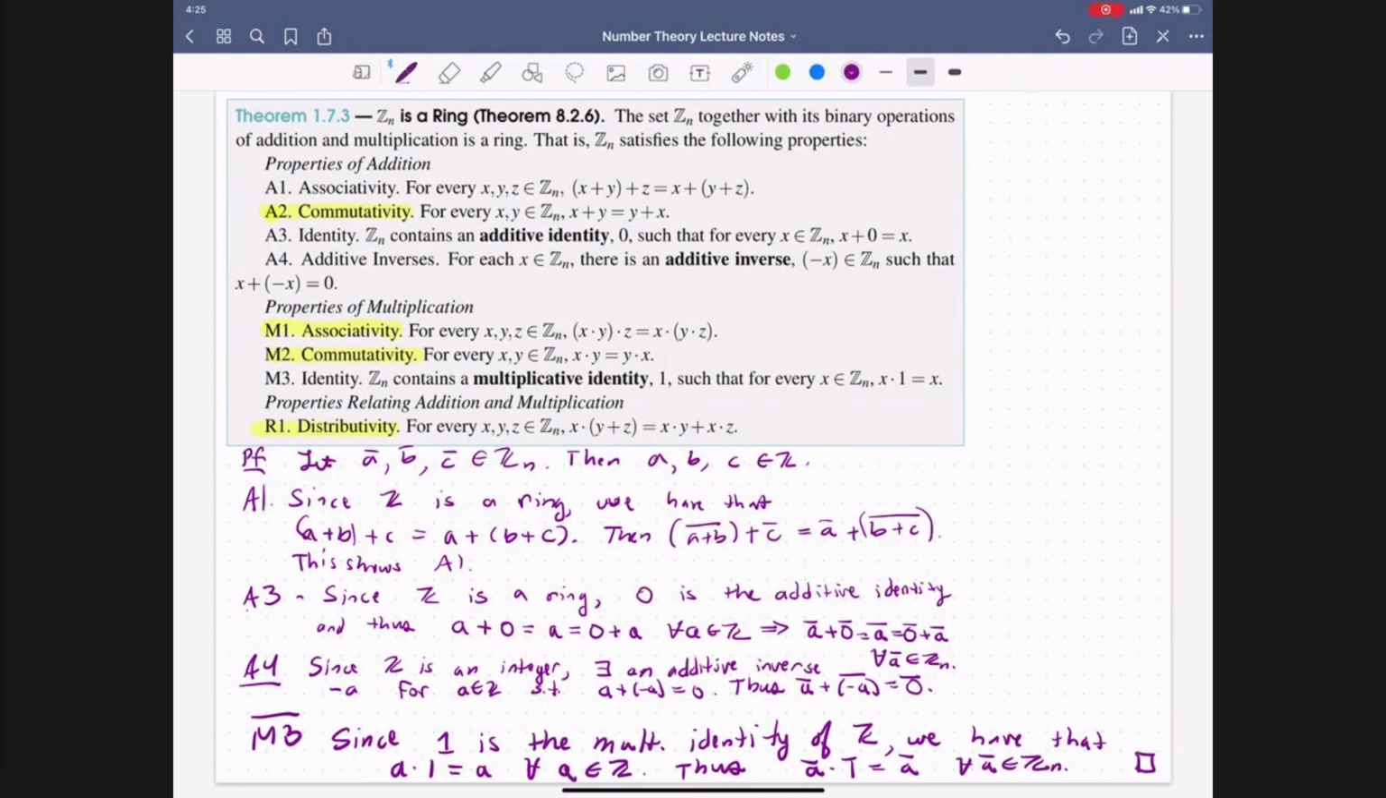And so for the remaining ones, commutativity, associativity, commutativity, distributivity, you can go ahead and prove that those also hold by adhering to the same argument. First start with the fact that it holds over the integers, reduce modulo n, and you get your proof.